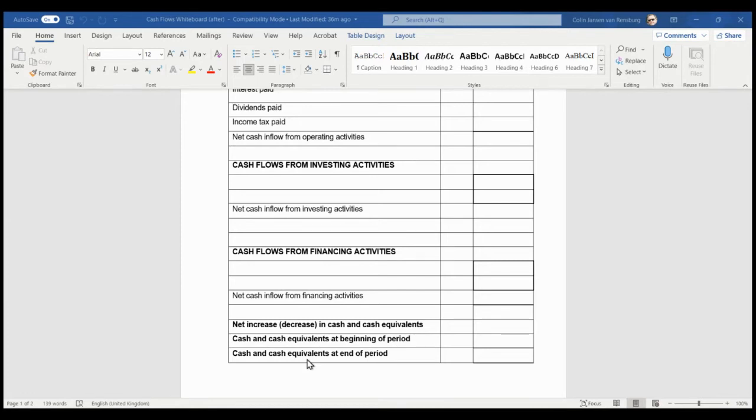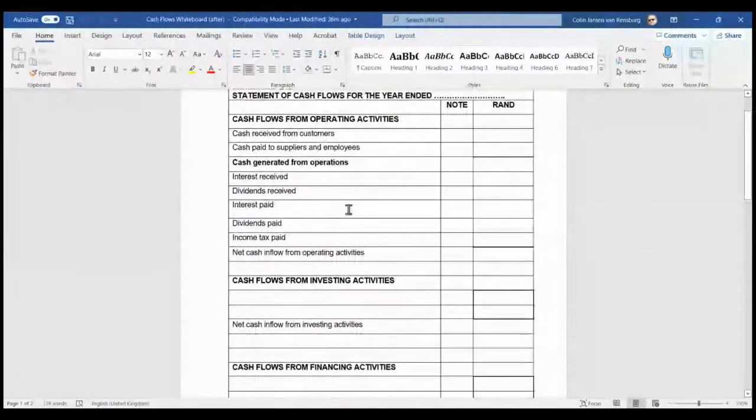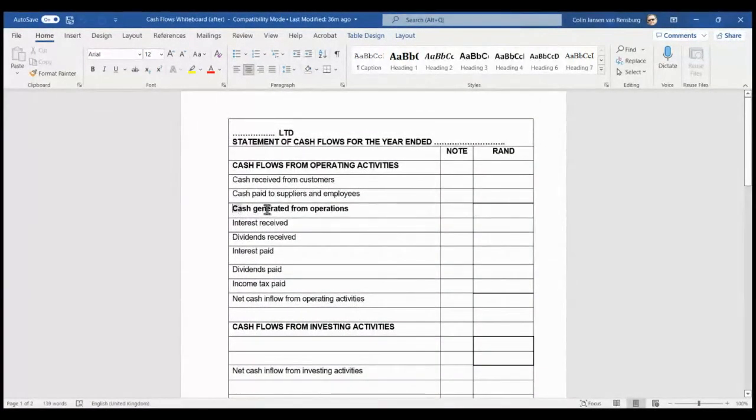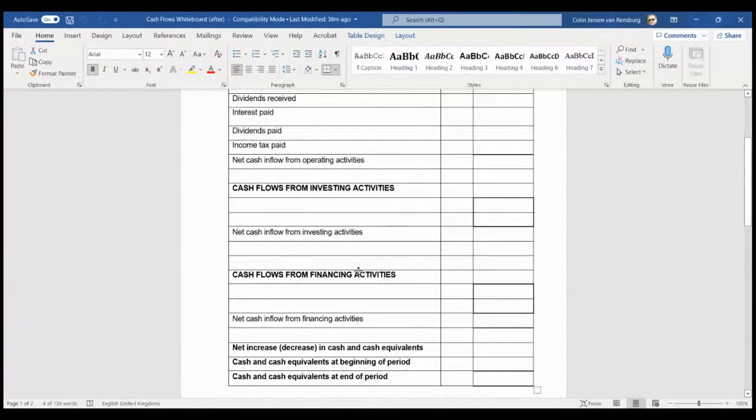The direct method. We'll see a little bit later, and this is quite important for us to understand, that when you draw up a statement of cash flows, irrespective of whether you use the direct method or the indirect method, the only difference is going to be how you determine this figure. The only difference between the two is how we arrive at the cash generated from operations. The rest of the statement is exactly identical, irrespective of which method you use, right?